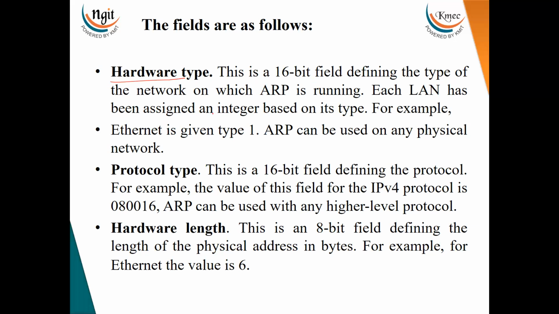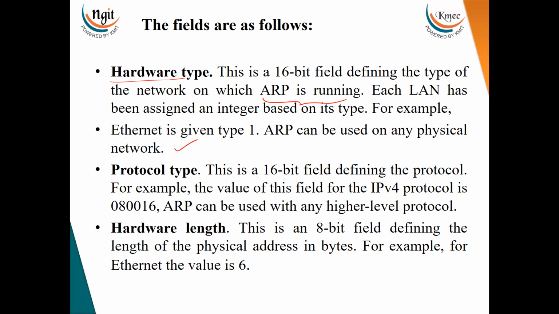It defines the type of network on which the ARP is running. Each LAN has been assigned an integer based on its type. For example, Ethernet is given type 1, and ARP can be used on the physical network.